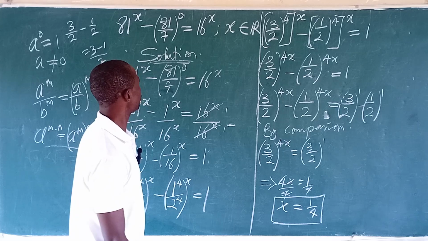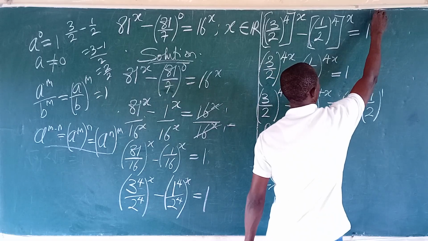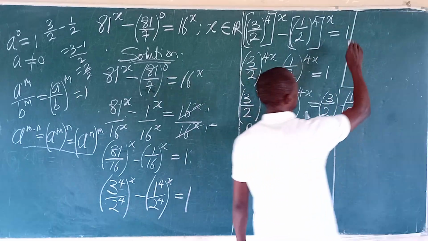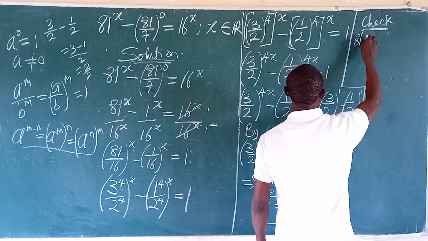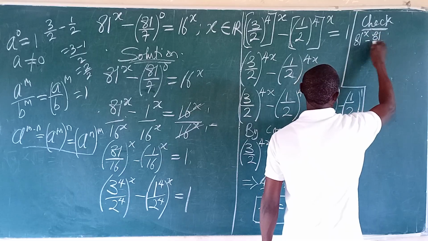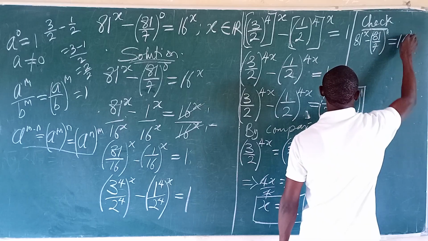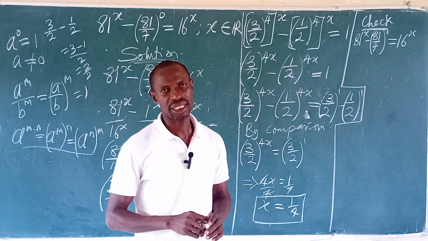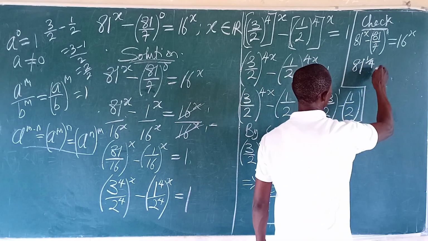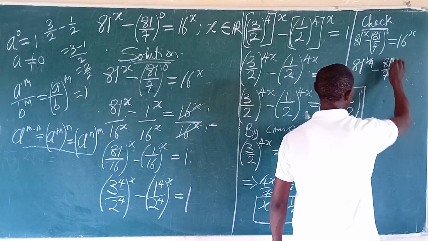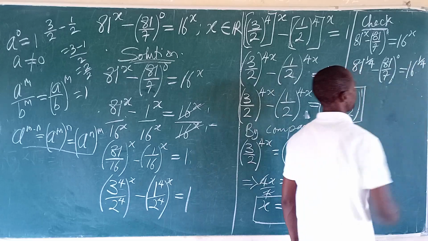But here, let's do a simple check to see if this actually satisfies the original equation. Check. The original equation is 81 to the power of x minus 81 all over 7 raised to the power of 0 equal to 16 raised to the power of x. So wherever we see x, we are putting in 1 all over 4. So here we're going to have 81 raised to the power of 1 all over 4, minus 81 all over 7 all raised to the power of 0, equal to 16 raised to the power of 1 all over 4.